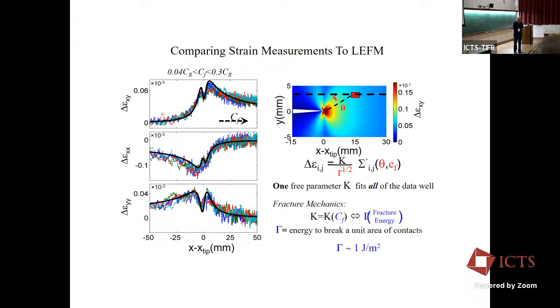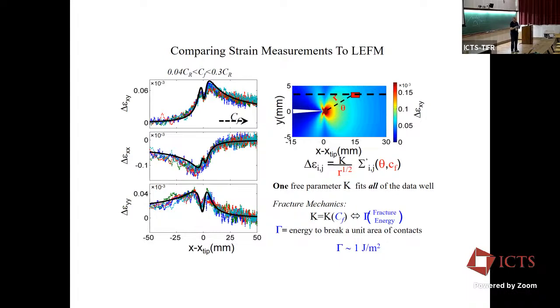In fact, since we're all experts in fracture mechanics, we know that we can convert from the stress intensity factor to the fracture energy through the energy release rate. So K squared is the energy flowing into the crack tip, just to remind you. And so I can calculate how much energy it costs to break a unit area of contacts. It's about 1 joule per meter squared here. In a second, we'll take a look at what that number means, but right now it's a number. It's not just a number, because I can now use this number and look at any fracture or any of these frictional ruptures at any speed along this interface.